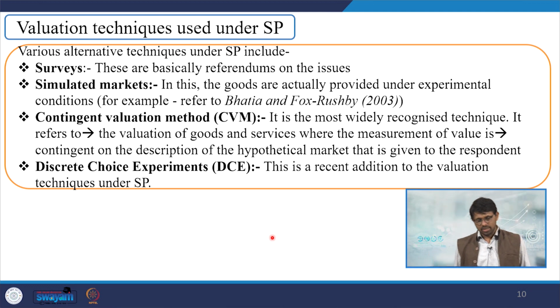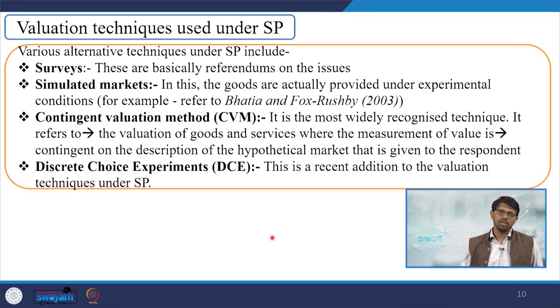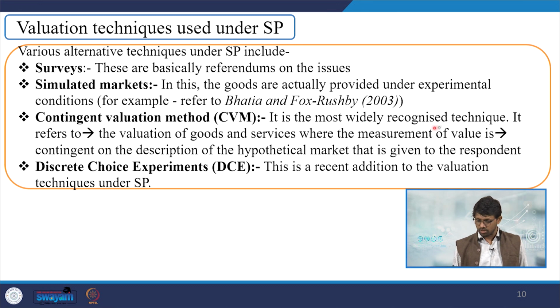So, in the surveys, basically referendums on different issues are addressed, and some authors are referring to simulated market. You can also follow Bhatia and Fox's 2003 paper. In this, the goods are actually provided under experimental conditions. So, using some simulated techniques, contingent valuation and discrete choice methods are also used, and especially contingent valuation, as I already mentioned, is a widely recognized technique.